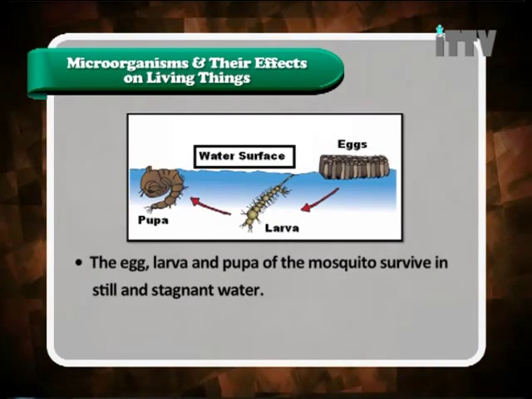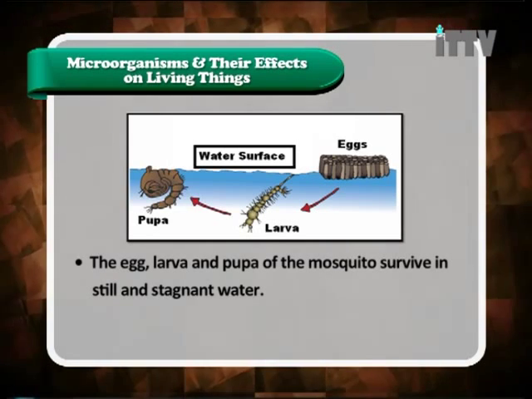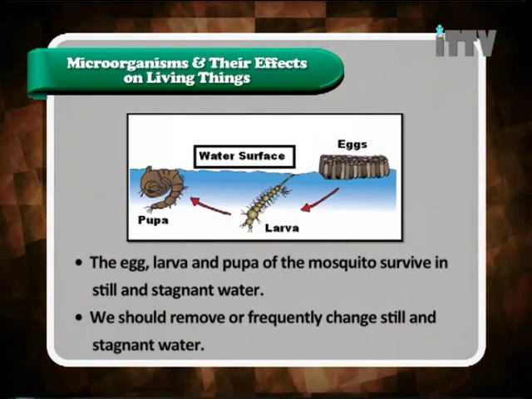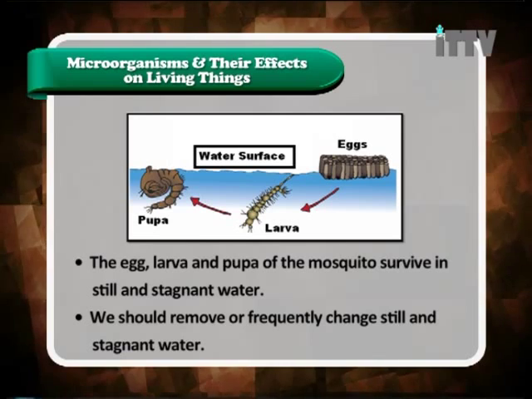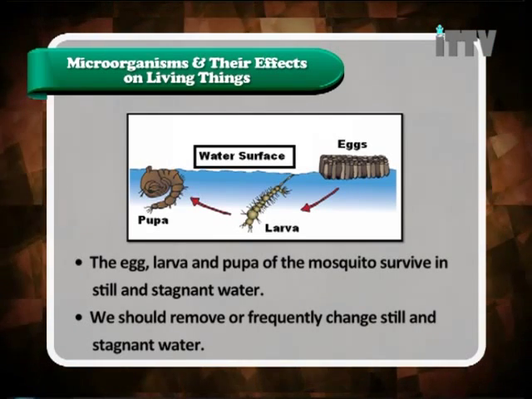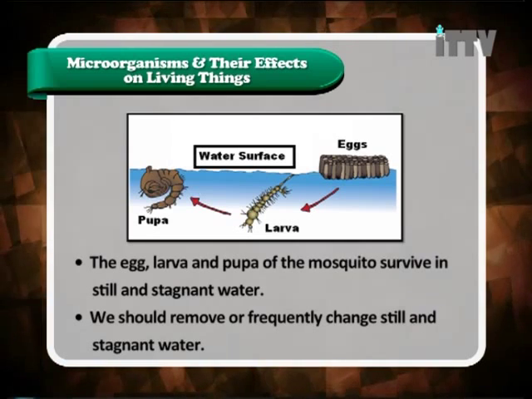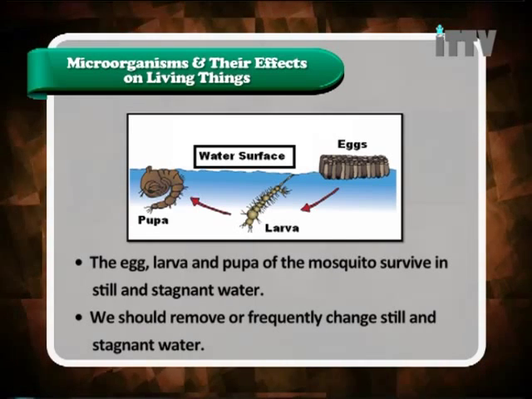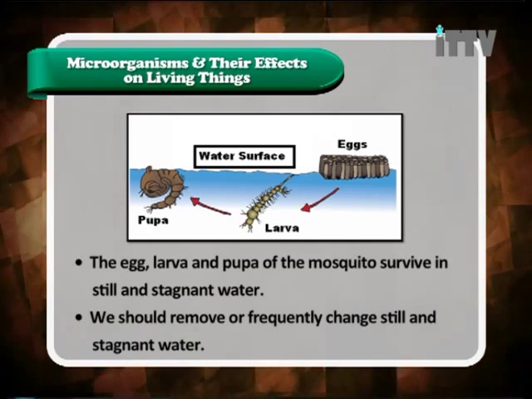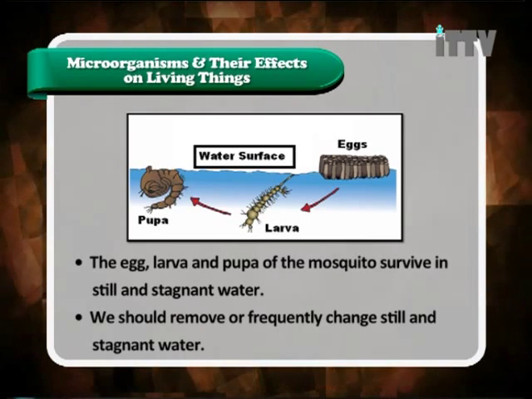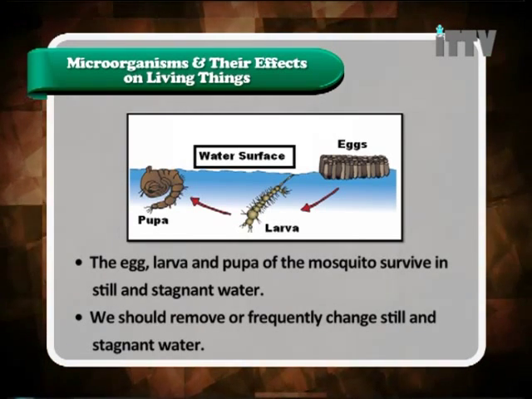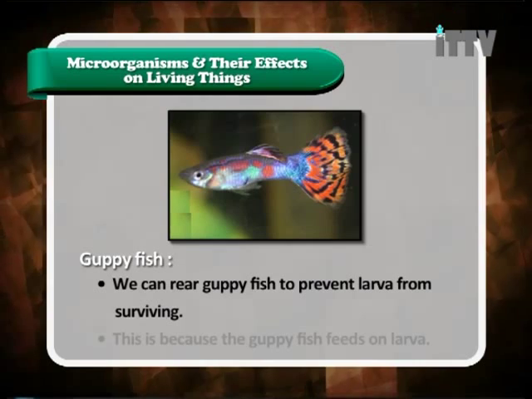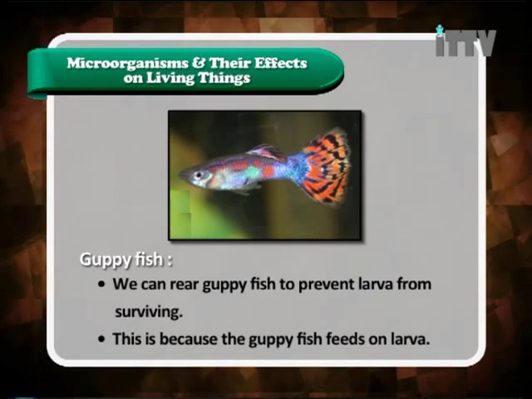The egg, larva and pupa of the mosquito survive in still and stagnant water. We should remove or frequently change still and stagnant water. For example, we should replace water in vases every 2 to 3 days. We should clear drains and rain gutters so that water flows out smoothly. We should dispose the empty tins and cans, old tires and containers that collect and hold water. We can rear guppy fish to prevent larvae from surviving. This is because the guppy fish feeds on larvae.